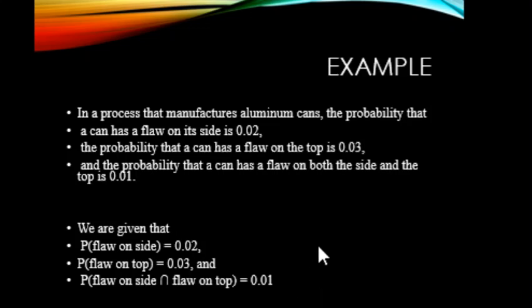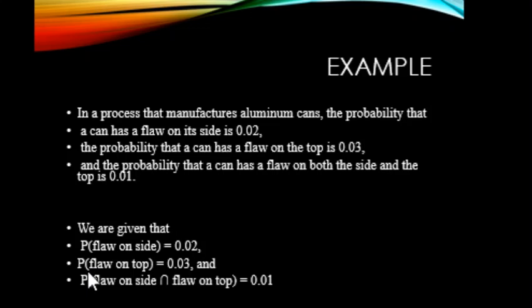Okay, now let's look at an example and summarize some of the things that we have seen in this chapter. So here's an example. In a process that manufactures aluminum cans, the probability that a can has a flaw on its side is 0.02. The probability that a can has a flaw on the top is 0.03. So on the side is 2%, on the top is 3%. And the probability that a can has a flaw on both the side and the top is 0.01. So 1% chance that the flaw is on both the side and the top.